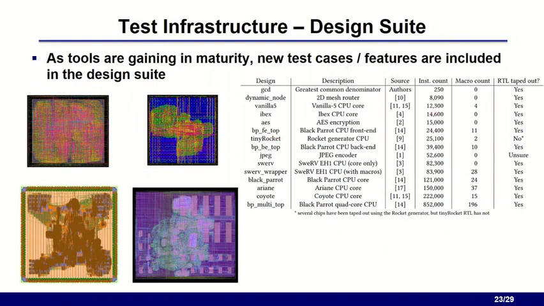On the left are test cases implemented in 65 and GF14 using our flow. And in the second row, we can see the BlackParrot with 2 cores and the Swerve design with macros in GF12 IP.